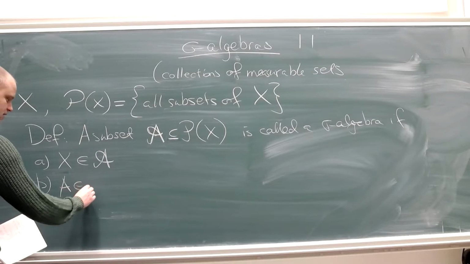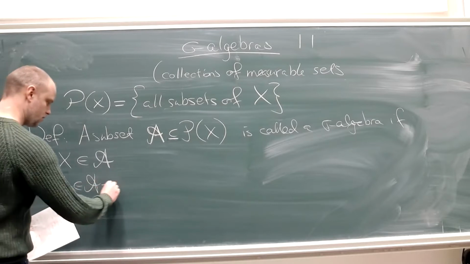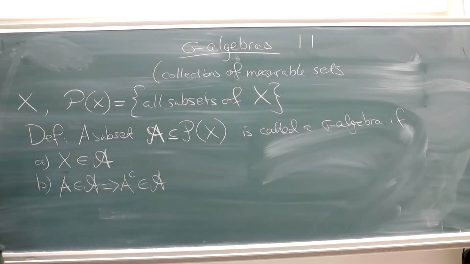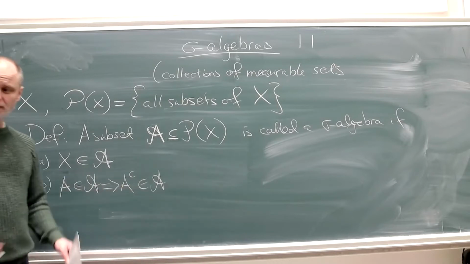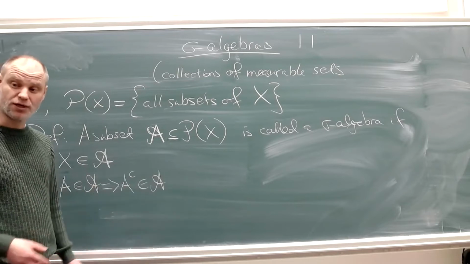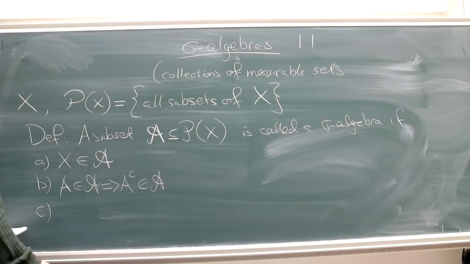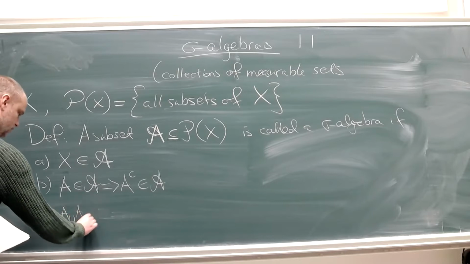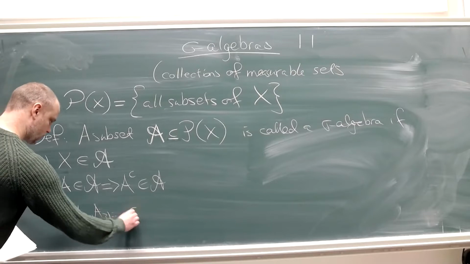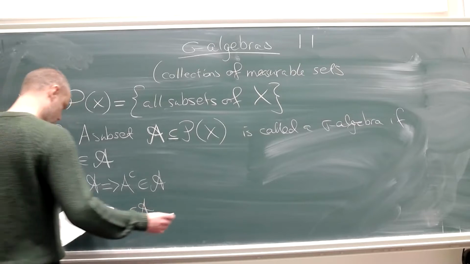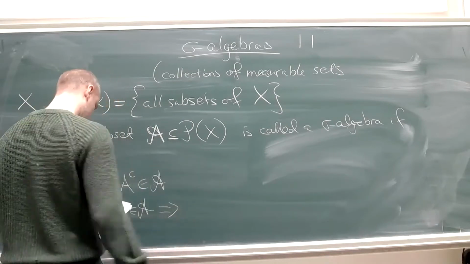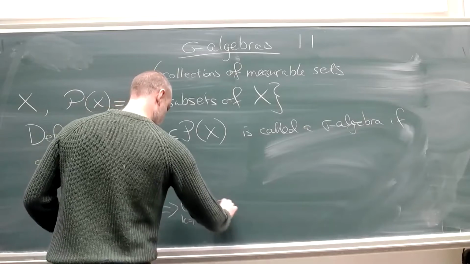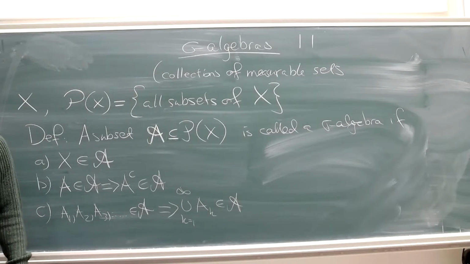B: If a set A is in curly A, then also its complement is in curly A, the sigma algebra. A^c means complement, all the points in X which are not in A. And finally C, and this is the important one: if A1, A2, A3, and so on, infinitely many, are all sets in curly A, then it follows that the union of all of these sets is also in curly A.